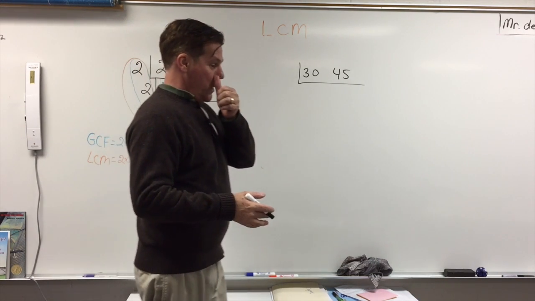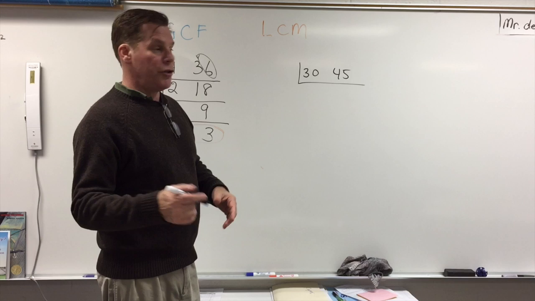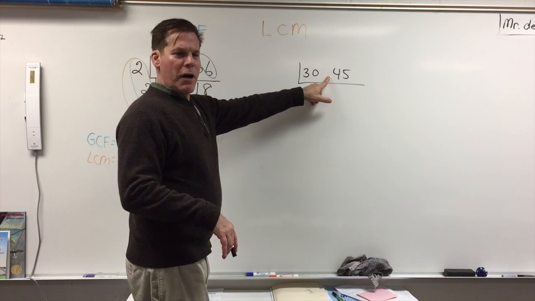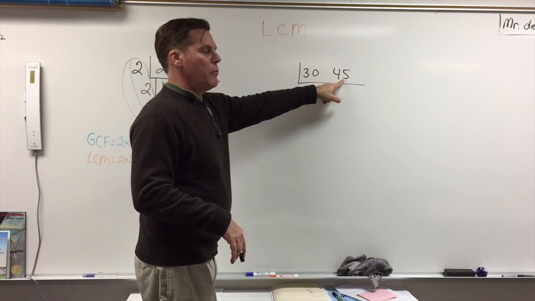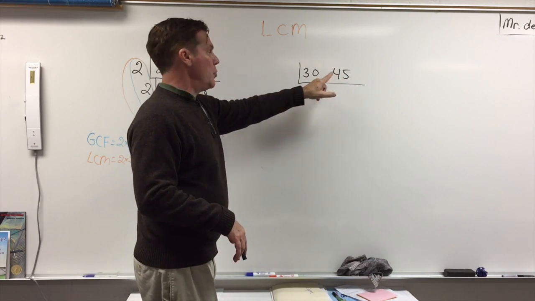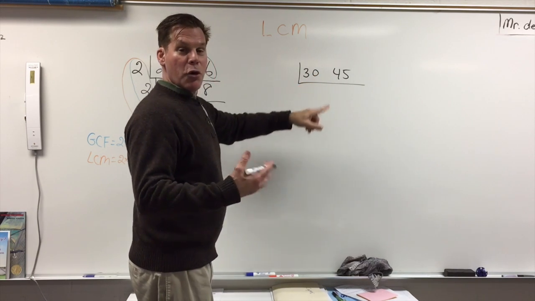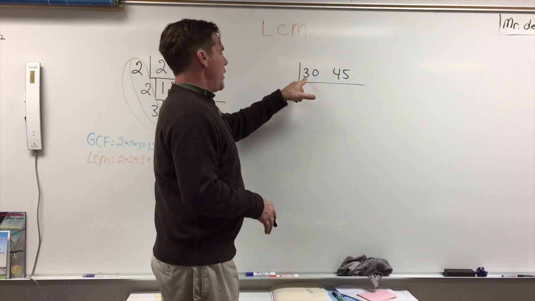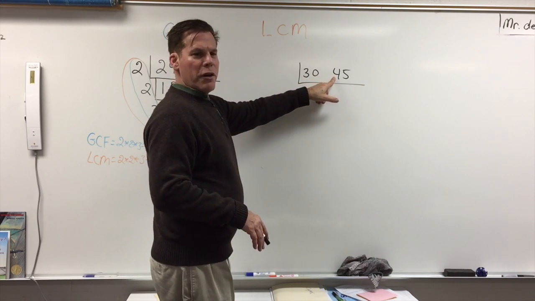All right, let's go ahead and see how you did. I'm looking at both of those numbers. I know I can't divide both of those by 2 because I'm looking at the ones place, that's a 5. So not divisible by 2, so I need to go on to the next prime number, which is a 3. I know 3 goes into 30. Will it go into 45?